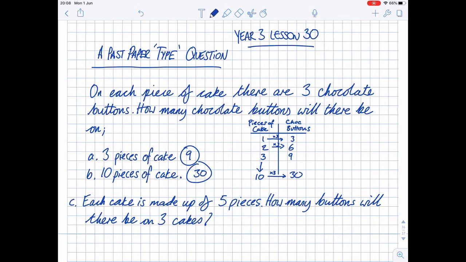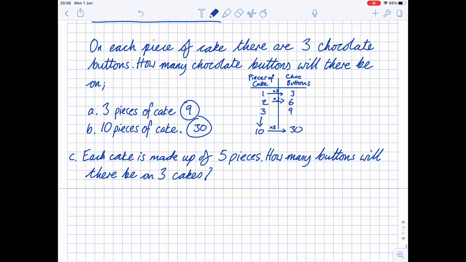And the last one, I said each cake is made up of 5 pieces. How many buttons will there be on 3 cakes? So say that's our cake there. And that needs to be split into 5 equal pieces. Now, it's really hard to split circles into 5s. So don't judge me, but I'll have a go. So every one of them is going to be a little bit smaller. 1, 2. It's going to be something like that, yeah? But remember, they should all be perfectly equal. So there's my whole cake, and there's my 5 pieces of cake.